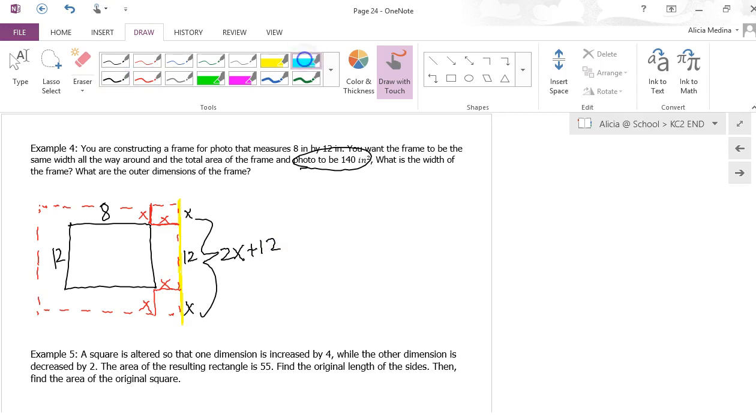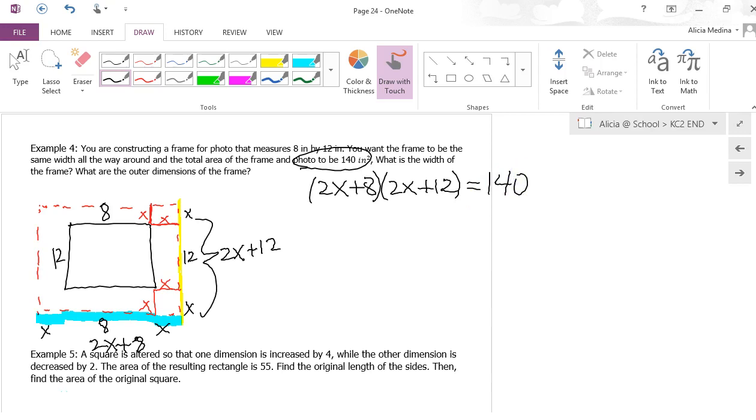All right, let's look at the other side. I see that the distance from here to here is an x. Distance from here to here is an x, because that's the frame. And then the actual picture, though, was an 8. So if I have an x, an 8, and an x, this total distance on this side is going to be 2x plus 8. All right, so that's my length and my width. So I'm going to have 2x plus 8, 2x plus 12, all equal to the area, which is 140 inches squared.